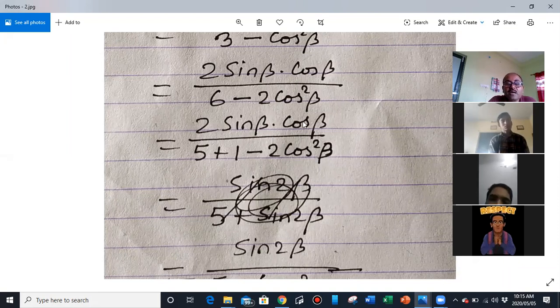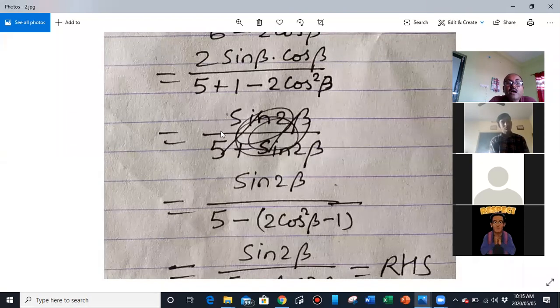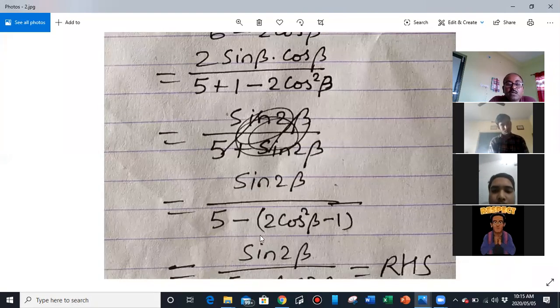Now see, 2 sin beta cos beta is sin 2 beta, and 5 is separate. In these two, take minus common, opposite sign. So in the bracket it will be plus 2 cos square beta minus 1. You can understand these tricks. And 2 cos square beta minus 1 is simply cos 2 beta. So I'll read it: sin 2 beta upon 5 minus cos 2 beta. It did not come in the photo, so you can do it.